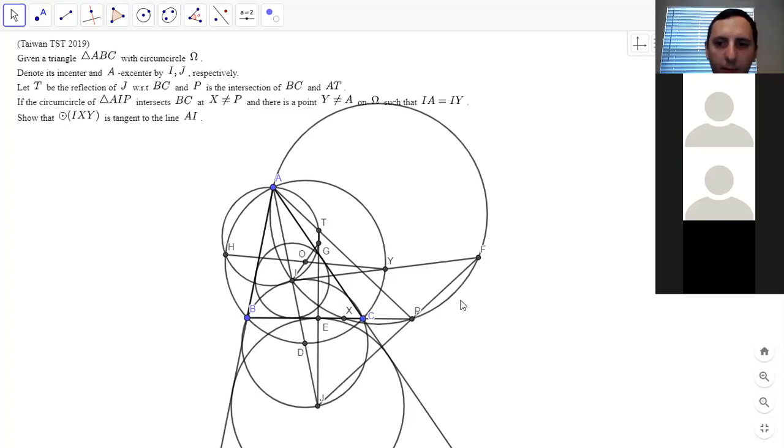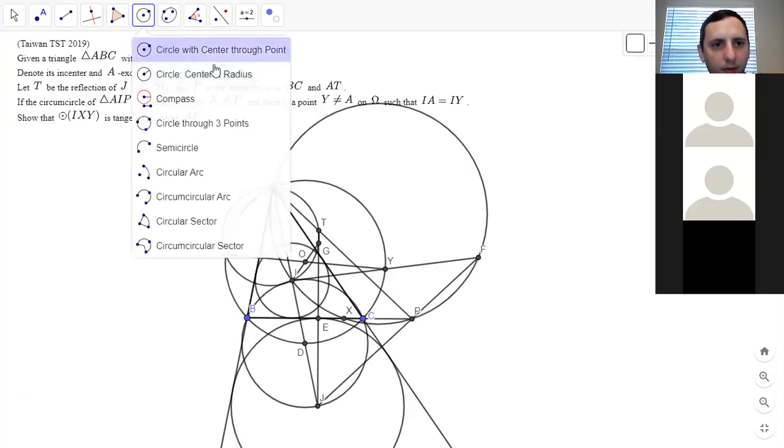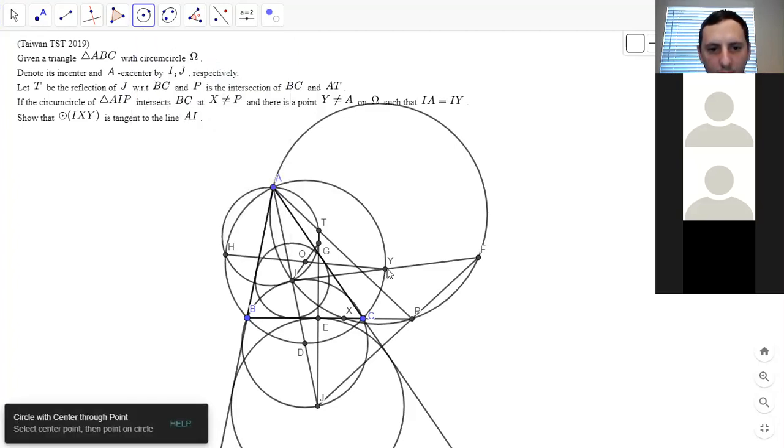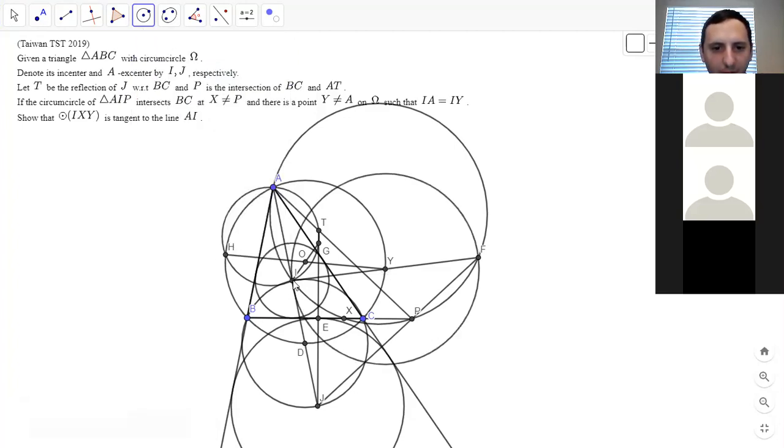I wonder if Y is the midpoint of IF. HGIY would be a parallelogram. Yes, yeah. Is Y the midpoint of IF? Looks like it. Yeah, it looks like YI equals YF.